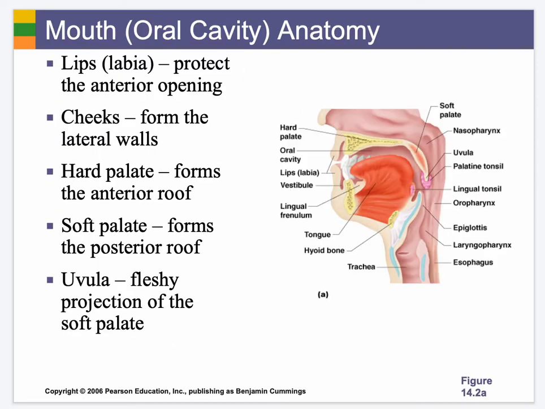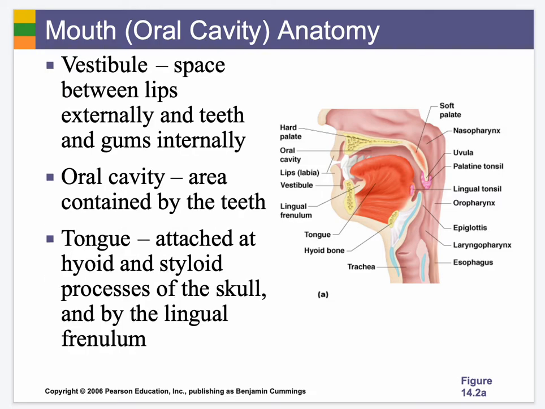First, we have your mouth. Of course, you have your lips that protect the anterior opening, your cheeks that form the lateral walls, your hard palate that forms your anterior roof, your soft palate that forms your posterior roof, and the uvula, a fleshy projection of the soft palate. Your vestibule is the space between the lips externally and the teeth and gums internally.